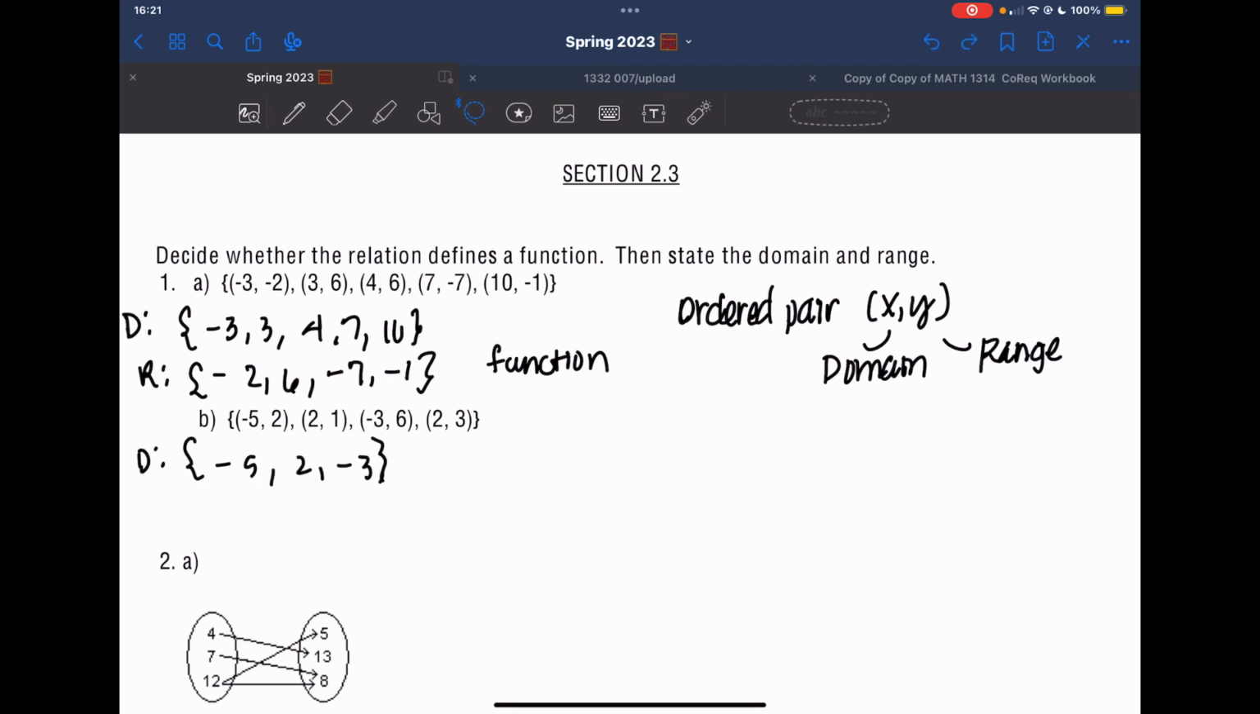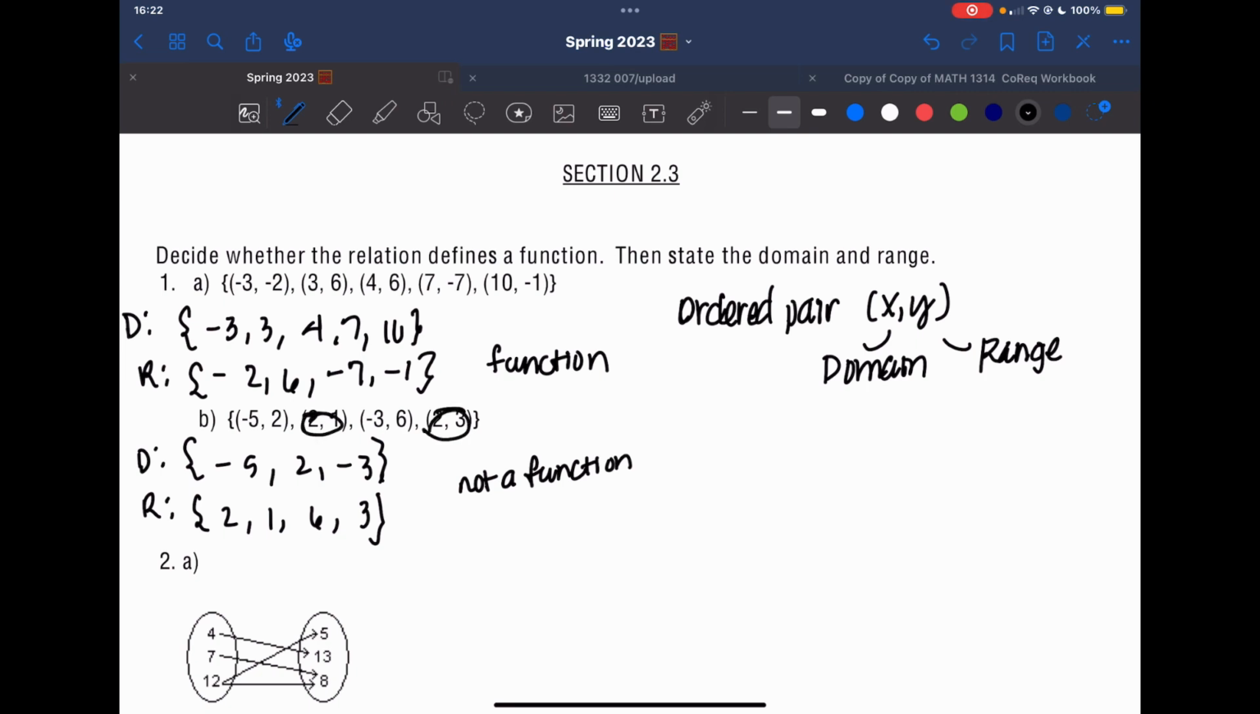1b, we have our domain is -5 to -3. And then our range is going to be 1, 2, 3, and 6. So if you notice right here, this is not a function. The reason why it's not a function is because our 2 goes to 1 and our 2 also goes to 3. So because of these ordered pairs, our set is not a function.